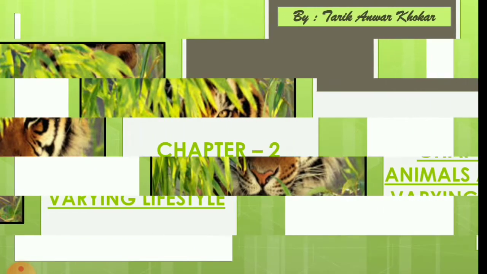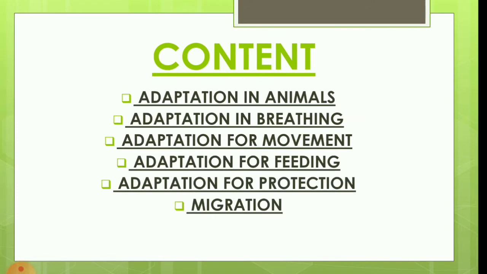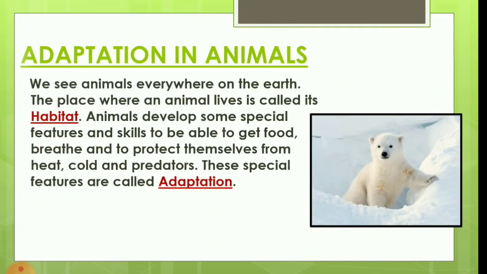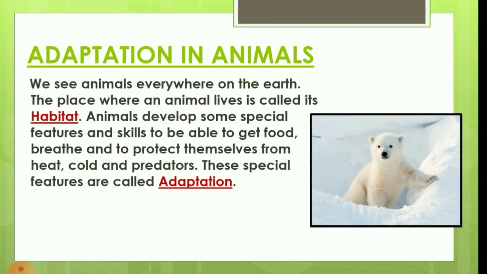In this chapter we will learn about adaptation in animals, adaptation in breathing, adaptation for movement, adaptation for feeding, adaptation for protection and migration. So let us start with the first topic, that is adaptation in animals. We see animals everywhere on the earth. The place where an animal lives is called its habitat.